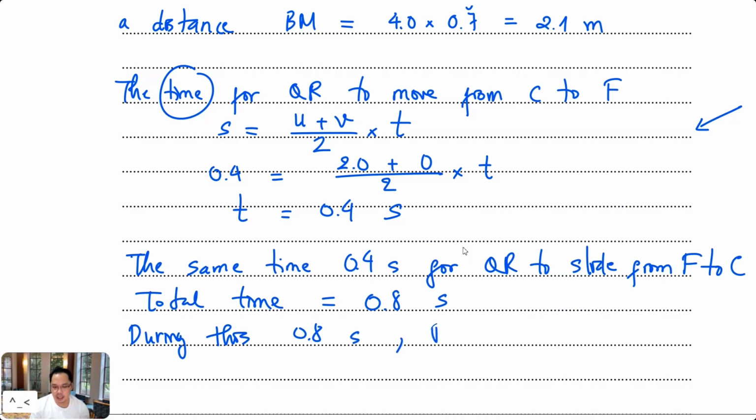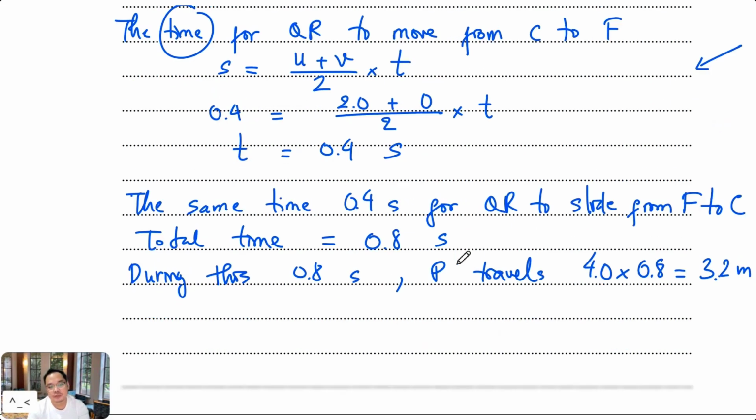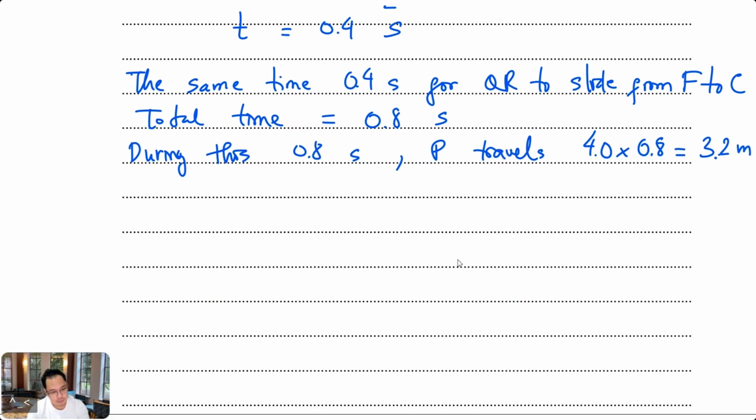And during this 0.8 second, P travels another distance, which is its speed, 4 meters per second, multiplied with its time, which is 3.2 meter. Okay, now the distance of P, let me draw an illustration here.